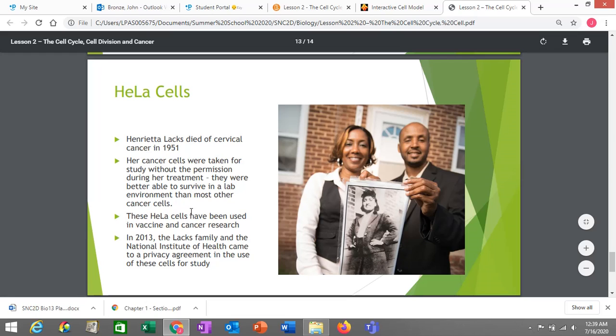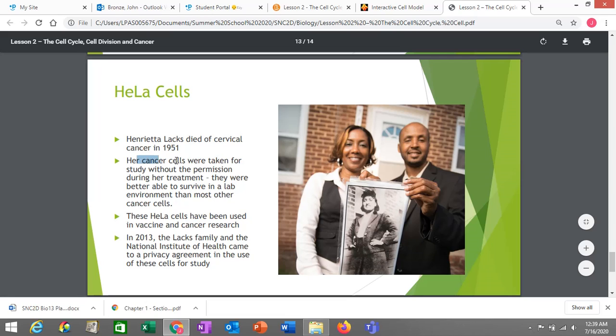You can infect them with viruses. You could do things to them, do research. So vaccines were produced based on these cells. I think even the polio vaccine was created in part from these cells. You can do cancer research on these cells. And so her cells are actually still alive. They're used all over the world, and they're even a bit of a nuisance in the laboratory because they're so good at growing that they can contaminate other experiments.